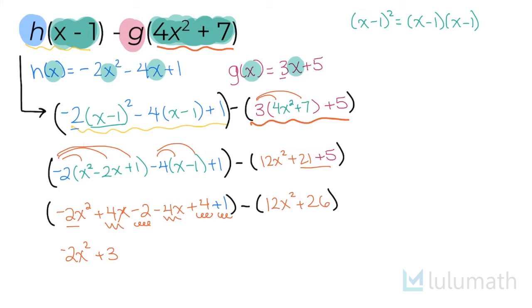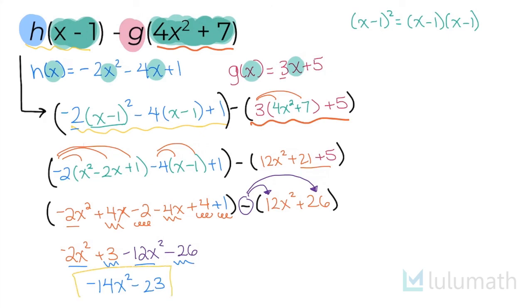Then I'm going to distribute this negative through. So when I distribute the negative through to the first term here, I get a negative 12x squared. And then when I distribute it through to the second term here, I get 26. So I'm going to write down minus 26. Now I'm just going to collect some like terms. So negative 2x squared is like negative 12x squared. And when I put them together, I get negative 14x squared. And then 3 is like negative 26. Put those together, I get negative 23. And there's nothing else that is alike. So this is my final answer.